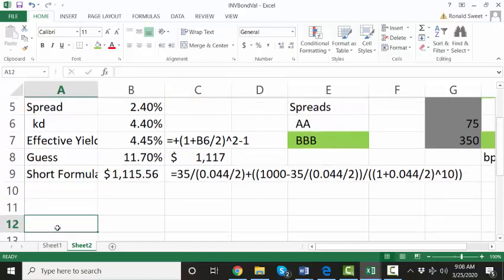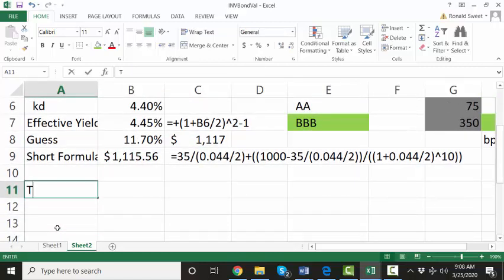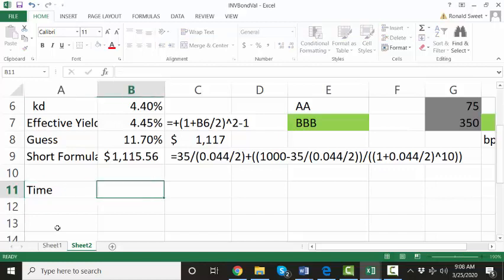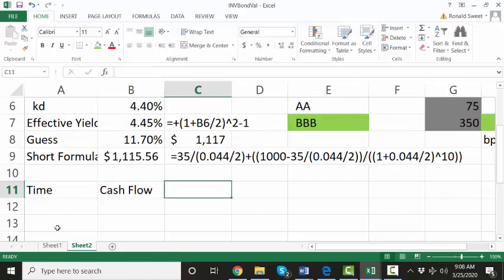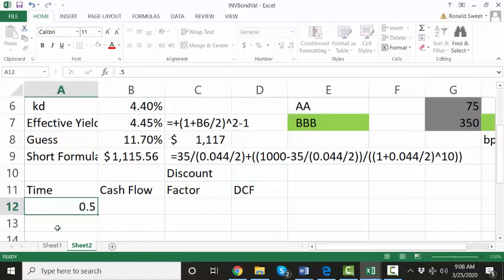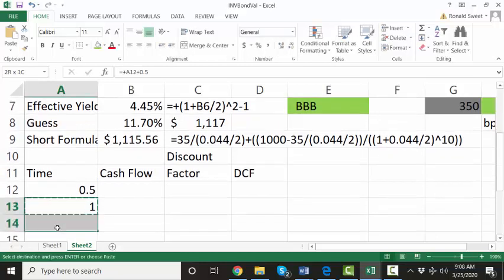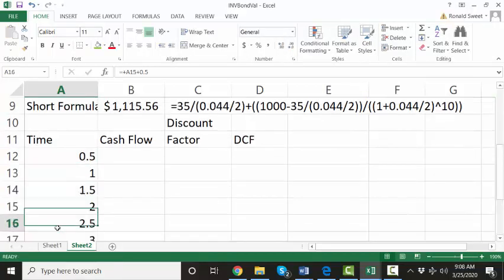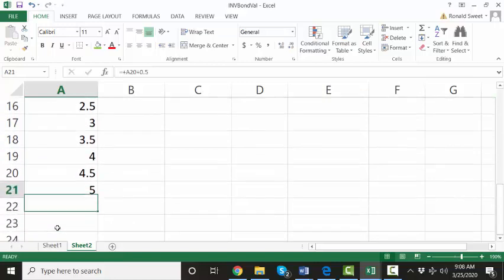What you do have to do in the exam is this next part. So you have time, you have the cash flow, you have the discount factor, and you have the discounted cash flow. So here we have a 5-year bond, so we start off in 6 months, and we need to add 0.5 to that, and we want to go out 5 years. So there's our 5 years.